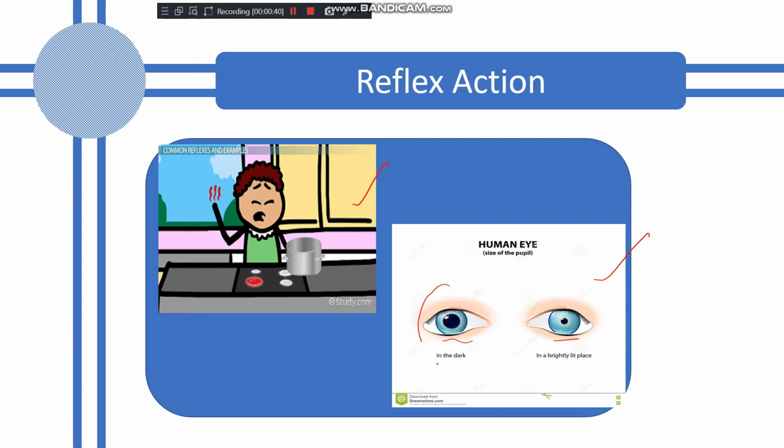When a person is in the dark room, what happens? The size of the pupil is increased. When we are in a bright place, where the sunlight is, or any light is moved, then what would happen? The size of the pupil is small.